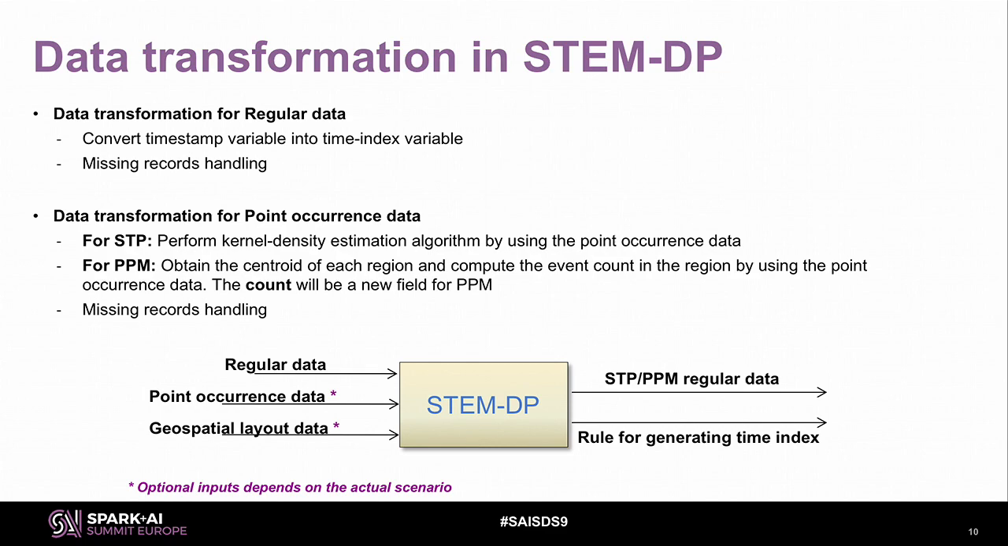That depends on the user scenario, and they can configure the transformation function based on their needs and their data situations. Here we just list some common ones. The dot here means that it's not required, but depends on the user's situation.